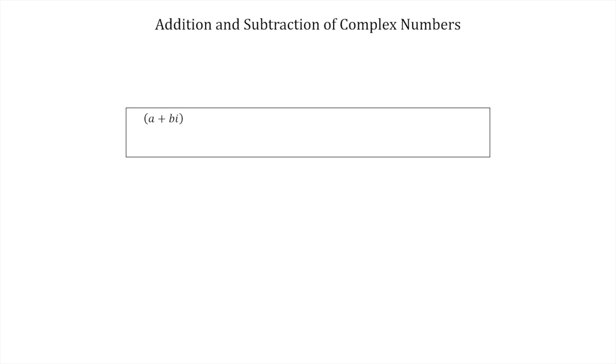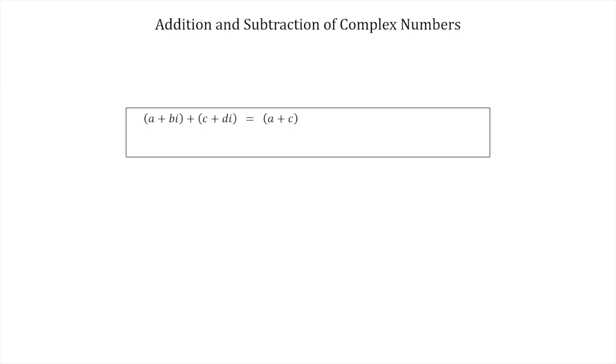So let's say we have a complex number. Remember, it's something in the form a plus bi, where a and b are real numbers. And then let's say we want to add a second complex number to the first one. We'll call the second one c plus di. So we have (a plus bi) plus (c plus di). Well, this is equal to a plus c. All I'm really doing here is rearranging these four terms.